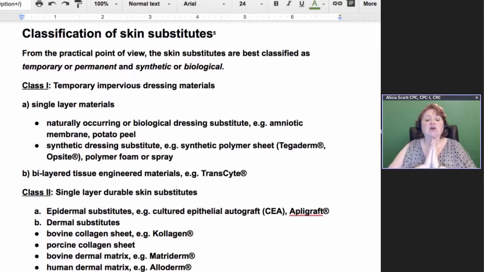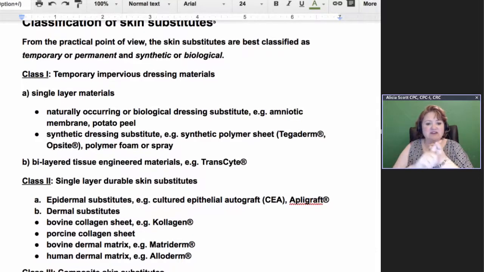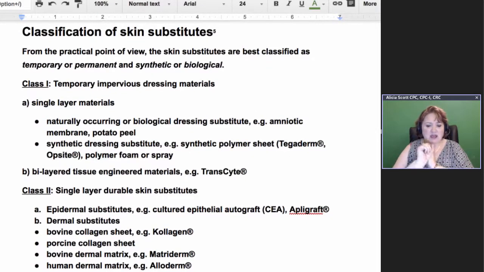Now, let's talk quickly about the classifications of skin substitutes. You're going to need to know these when you get into wound care. Before you even get into the codes that are involved, you need to bring up your knowledge base. First, we have a class 1. That's usually temporary. It's just a single layer, and that is something that is used to cover it up so we don't get infection and let the wound start to heal from the inside out. So we've got a single layer, and they've got a bi-layered type, and it can be engineered material.